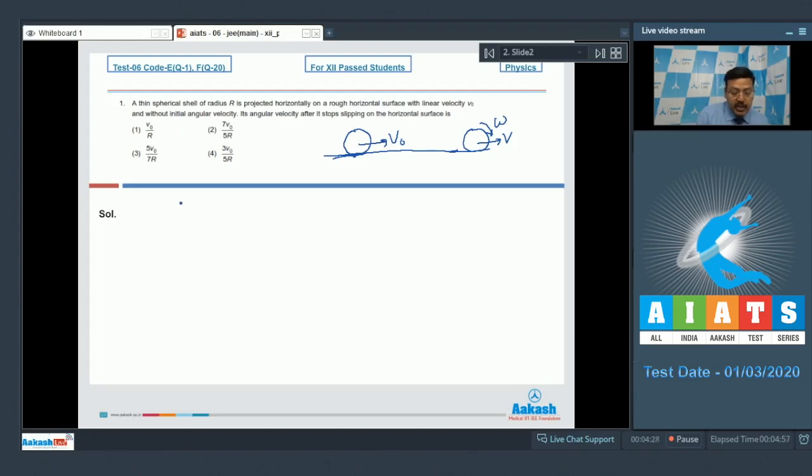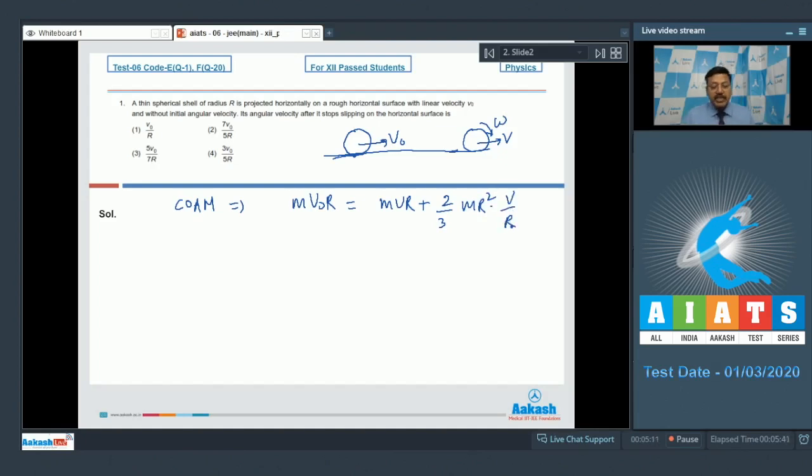So I'm writing in short. This is short for conservation of angular momentum about this point. If the mass is m, it's mv0 r. That is the angular momentum about any point on this line. And this is equal to, finally when it starts rolling without slipping, mvr plus I omega, and I for a thin spherical shell is 2 by 3 mr square into omega, and since it's rolling without slipping, omega can be written as v by r.